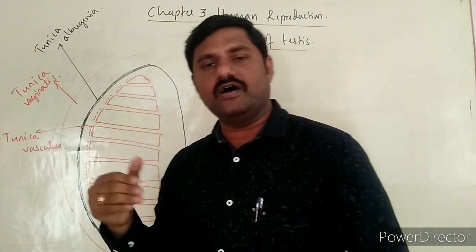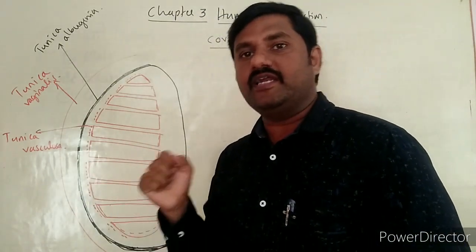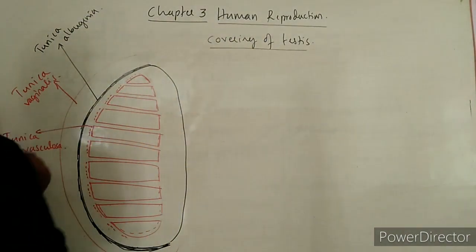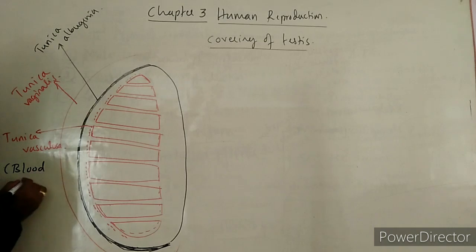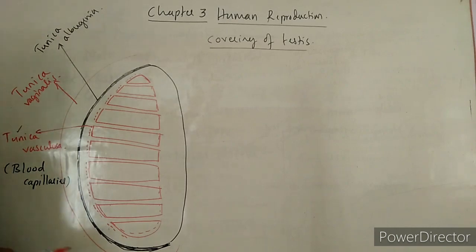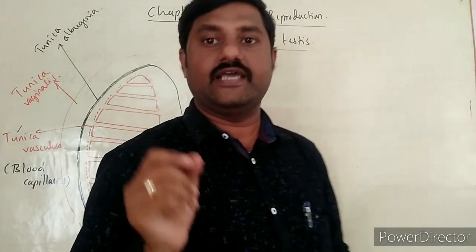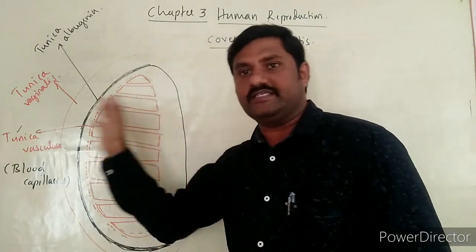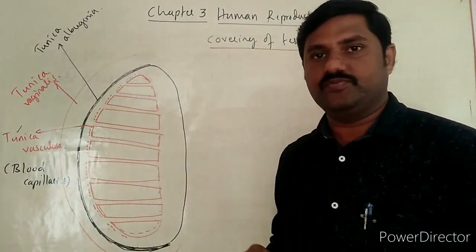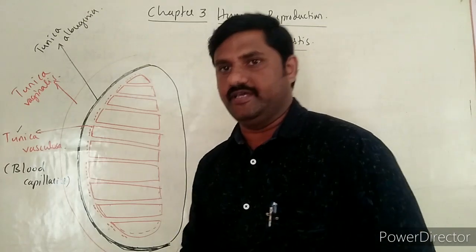which contains various blood capillaries that pass through it. What it suggests is that Tunica vasculosa is a highly vascularized structure, which provides blood to the testis itself. This is a very important point to be noted here.